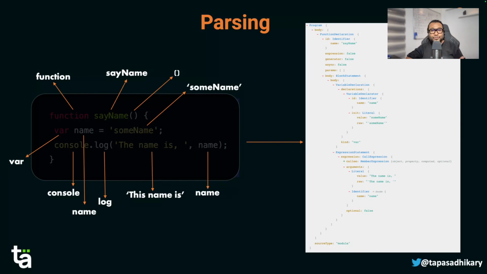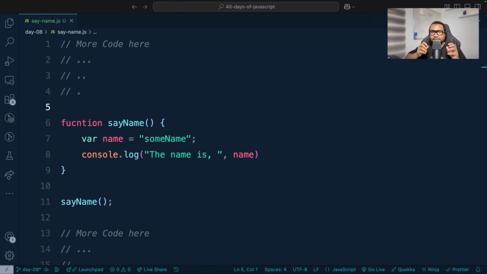Today I'm going to introduce you to another terminology before we get into execution context. It is called lexical environment. What is a lexical environment? The word lexical means related to something. Lexical environment means how and where your code is physically placed.